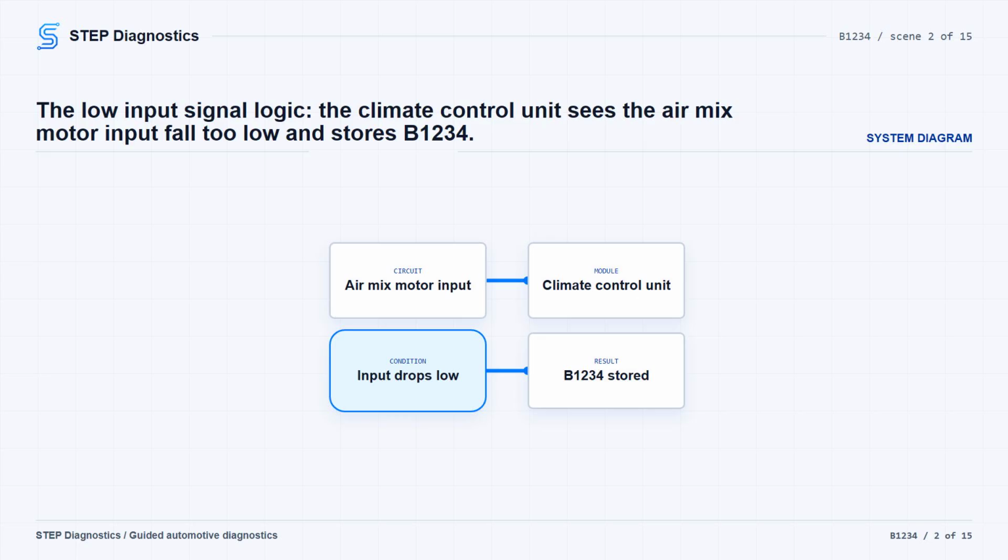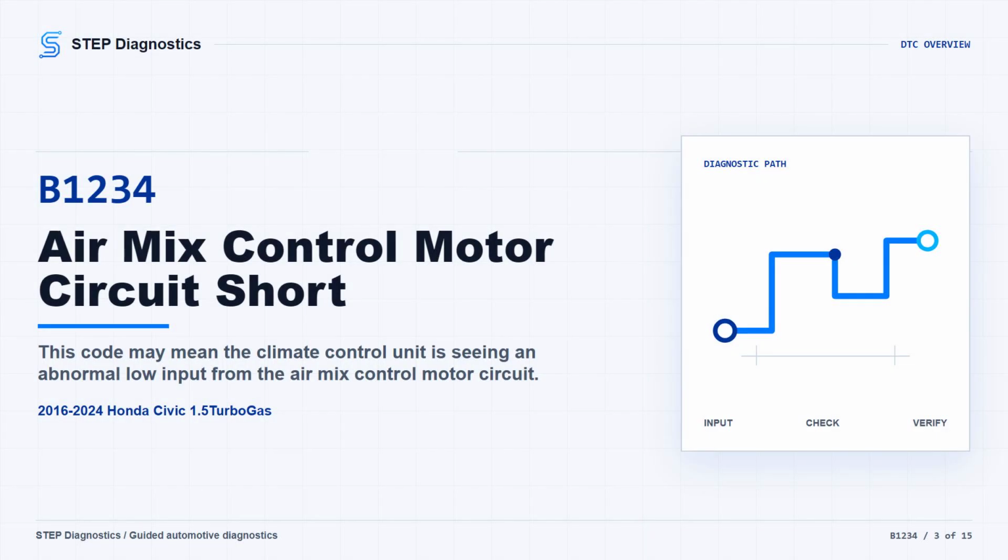The likely fault areas can include the S5V circuit, the AMD-P-DR circuit, the air mix control motor side of the circuit, or the climate control unit. If other short-circuit codes are present at the same time, check what they mean first, because the shared S5V circuit may have an open or a short to body ground.